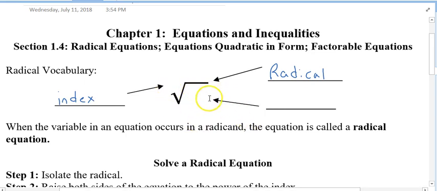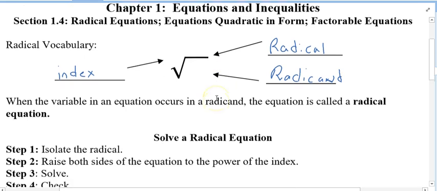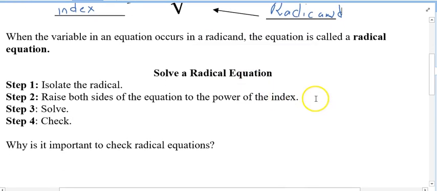Then if you notice this other arrow is underneath the radical, that is what we call the radicand. And that's what we are taking the radical of, the radicand. Now, when the variable occurs underneath here, that's when we get into what we call a radical equation. Now, it's really easy to solve. It follows just our basic steps that we're used to using. So let's run through this real quick.